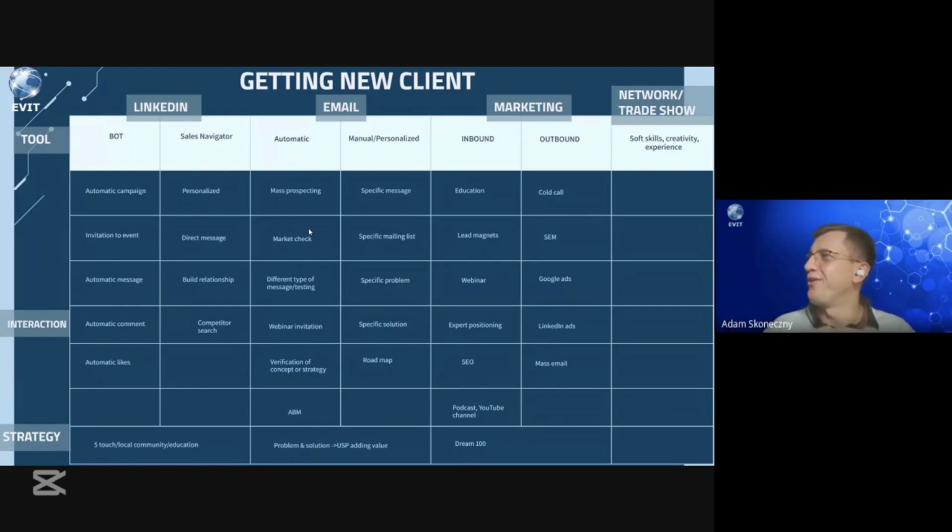This is actually my favorite one. What is your tool? Your tool is your soft skills, your creativity, and your experience. Because when you go to a trade show, you have direct experience, direct contact with your potential client, and how they will remember you, how you manage to create this contact, can make a significant difference in the conversion from contact to client. So let me explain what I mean.